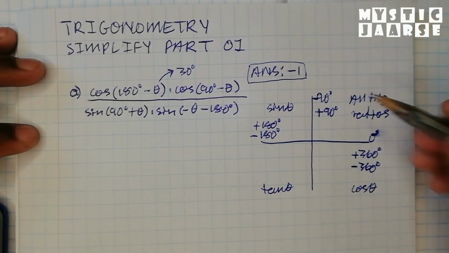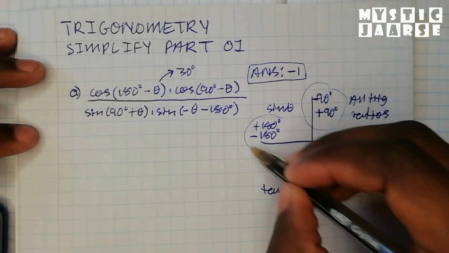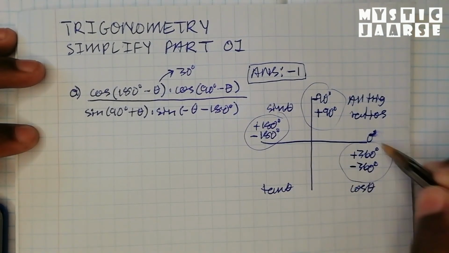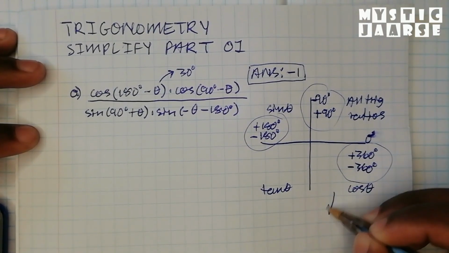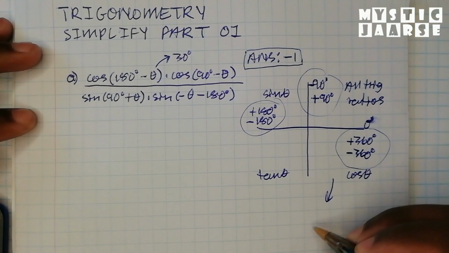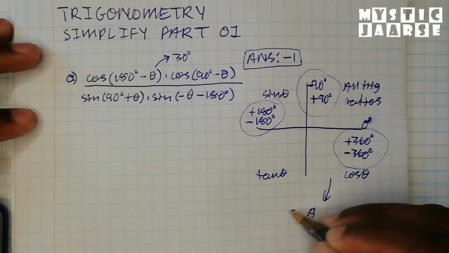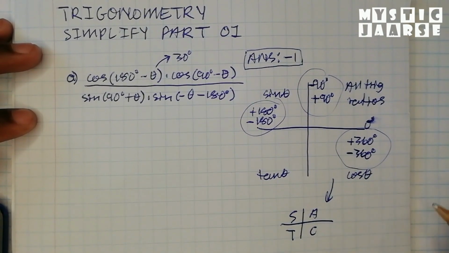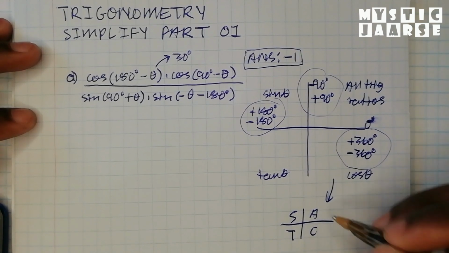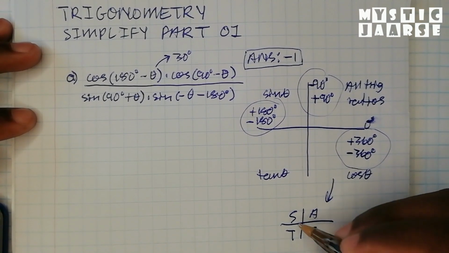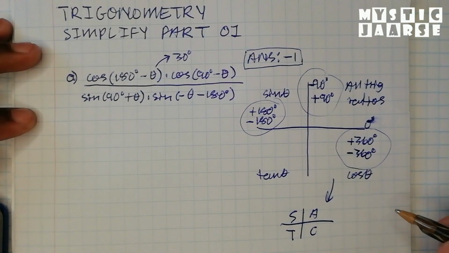So I usually just memorize these parts because they are the most important ones. And then I just simplify this diagram into this CAST. So we have cos being positive in this quadrant. All trig ratios are positive. We have sine and we have tangent.